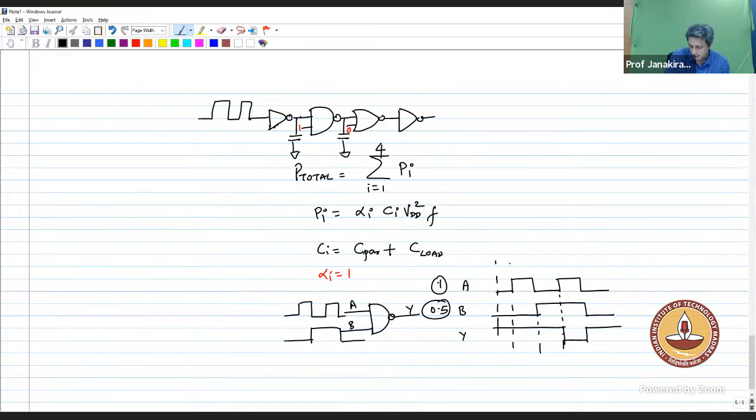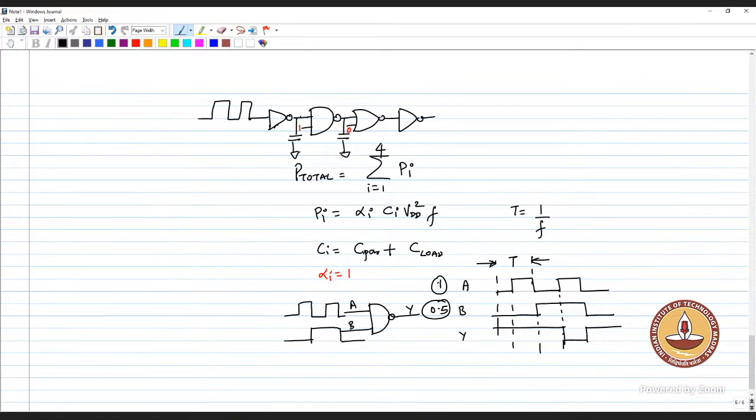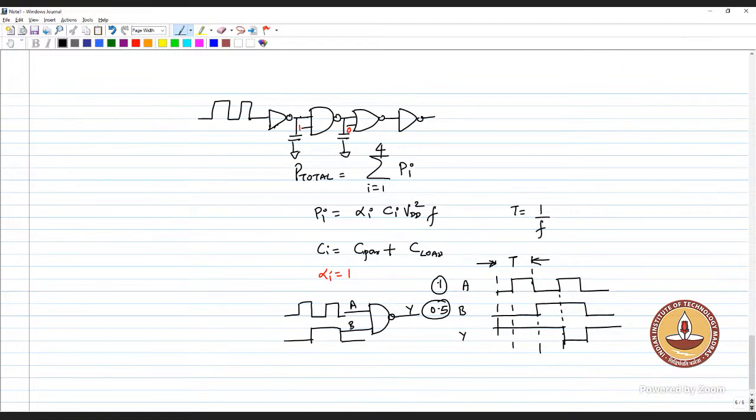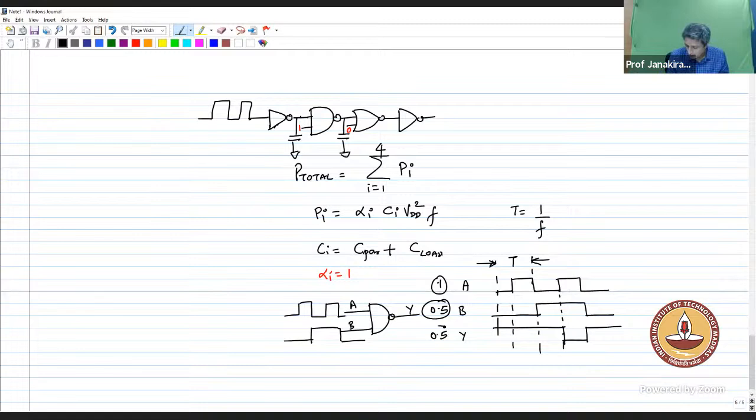So for A, what did we say? If this is the frequency, F, and this is the time period, T equal to 1 by F. In T seconds, it is making a transition from 0 to 1, correct? For B, every 2T seconds, it's making a transition from 0 to 1. What about Y? In 2T seconds, it's making a transition from 1 to 0. Right. So, therefore, this will also be 0.5.